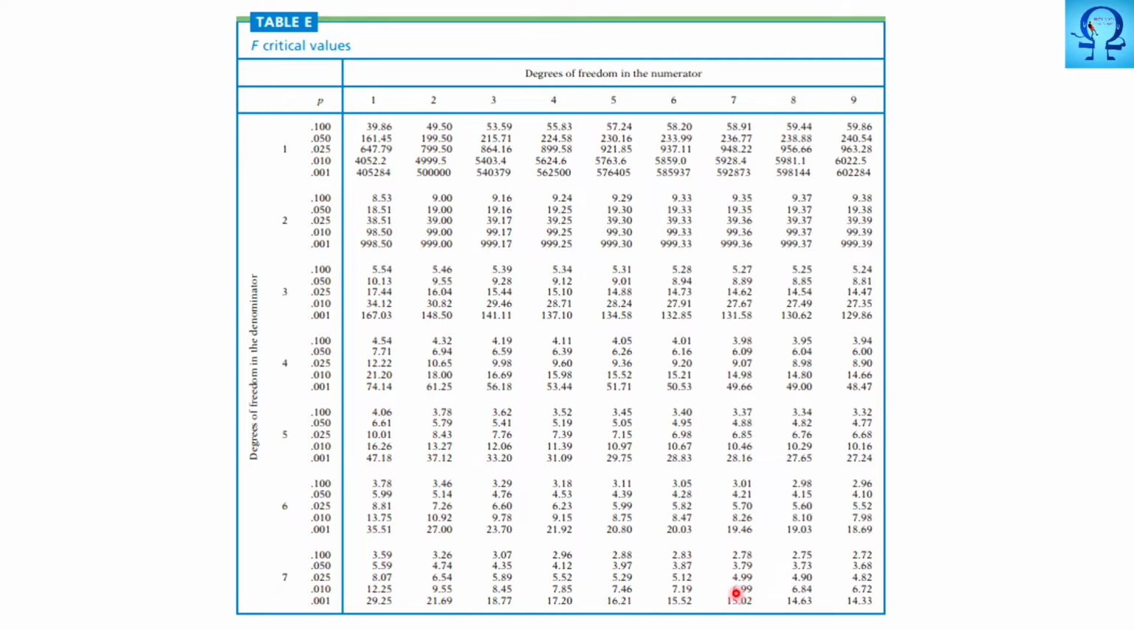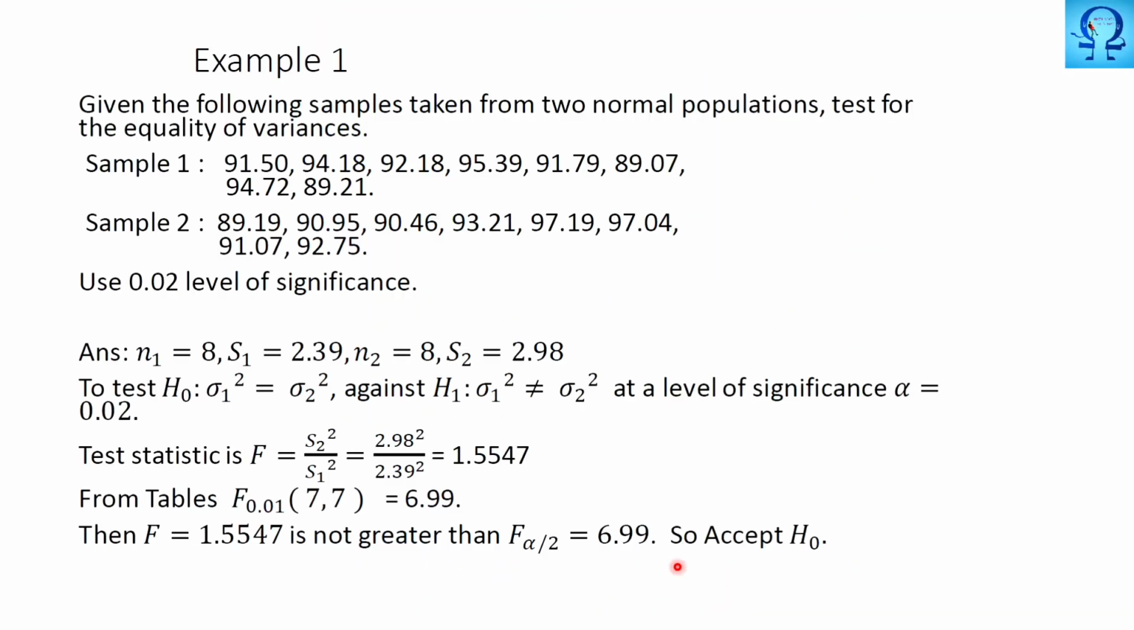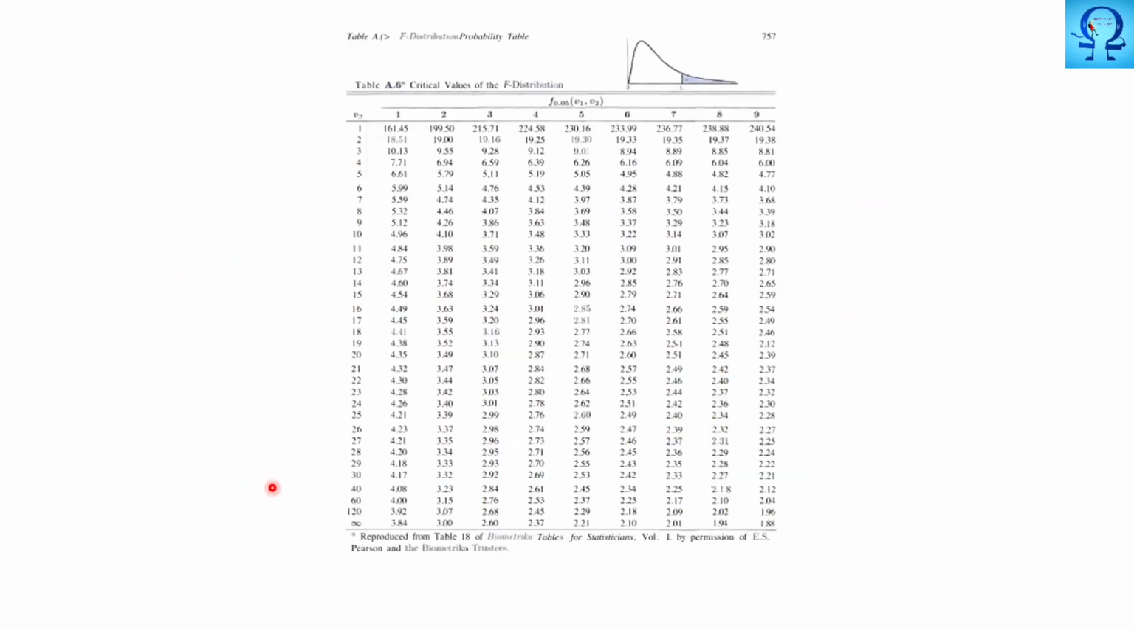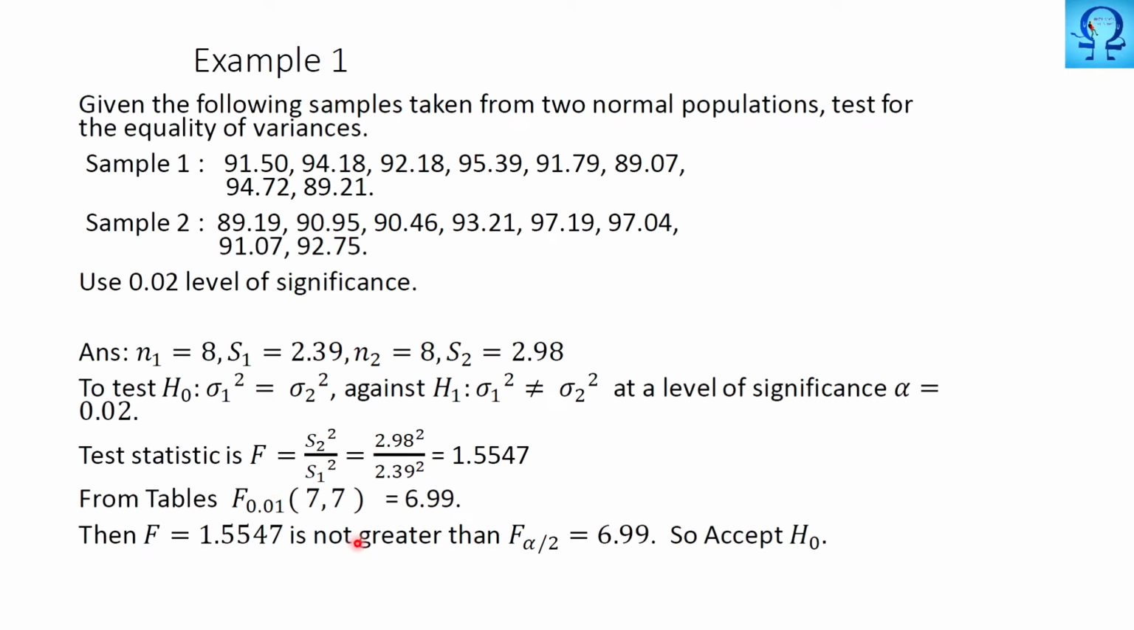It is 6.99. So that is the noted value. Now you just compare these two values. The calculated value of f is smaller. So in what case can we reject? If the calculated value is bigger than the table value, then we reject it. Whereas here it is not greater. So we cannot reject the null hypothesis, and hence we will have to accept it.